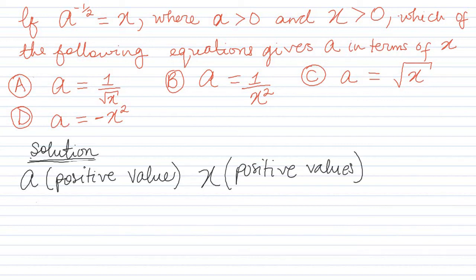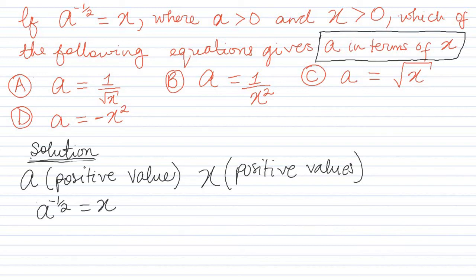So which of the following equations give a in terms of x? We're supposed to solve for a in terms of x, or you can also say we're supposed to make a the subject of the formula. So we have a raised to the power of -1/2 equals x. In order for us to isolate a, since the left side of the equation is raised to the power of -1/2, the way we can solve it is by squaring both sides. Whatever we do to the left hand side of the equation, we do to the right part of the equation.